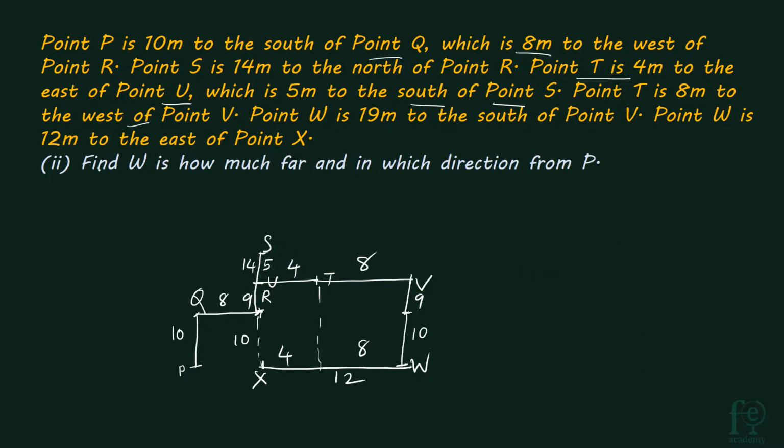Now for the same question, the second sub question is find W is how much far and in which direction from P. So W is how much far and in what direction from P. So this is P and this is W. So what is the distance? This distance is 8. So 8 plus 12, 20 meters. 20 meters east. So W is 20 meters east of P. This 8 plus 4 plus 8. So 8 plus 4, 12, 12 plus 8 is equal to 20. So 20 meters east is point W from P.